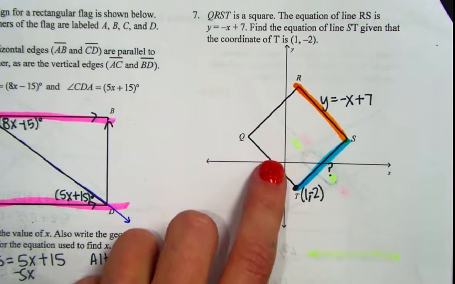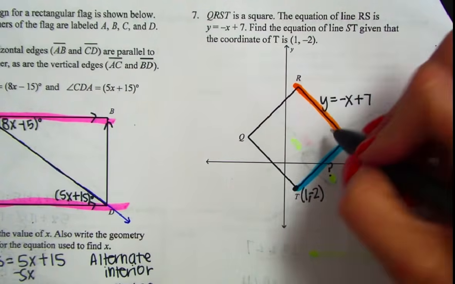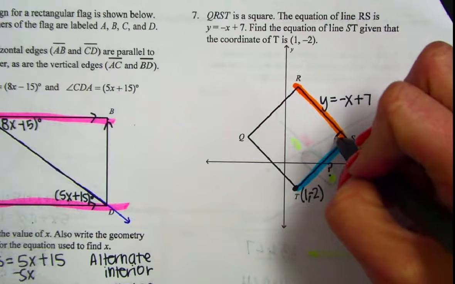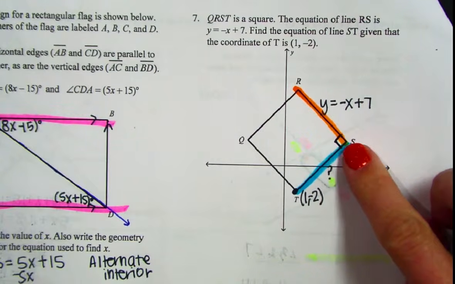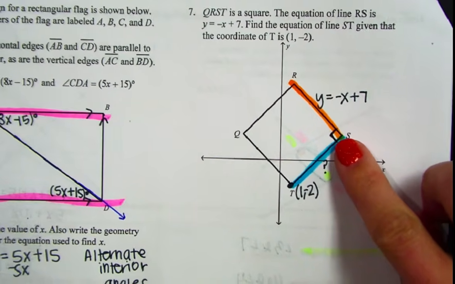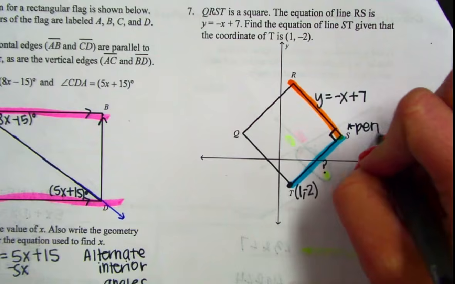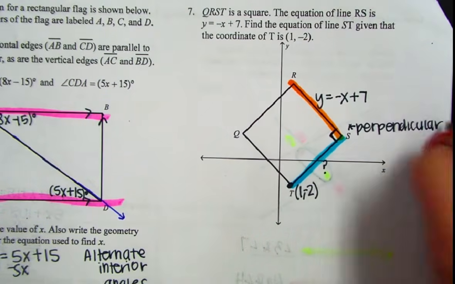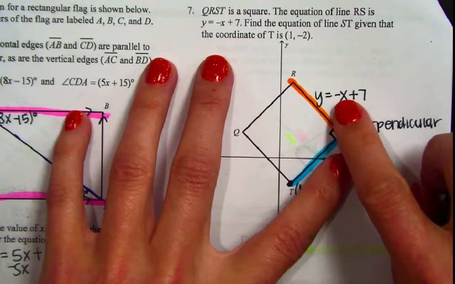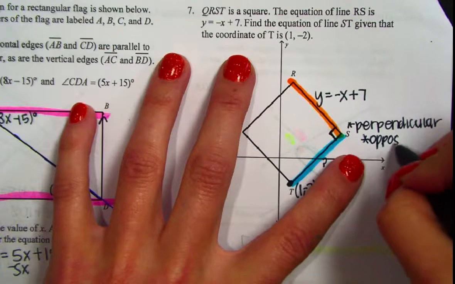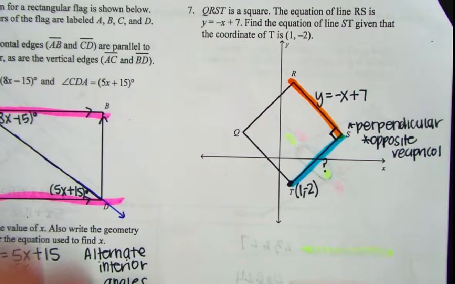All right, so since this is a square, squares have opposite sides that are parallel, and they also have their corners here. These are going to be perpendicular. So the lines intersect, forming a 90-degree angle. So since these lines are perpendicular, I know that my slope for this line that I'm going to create has to be the opposite reciprocal of this line up here.